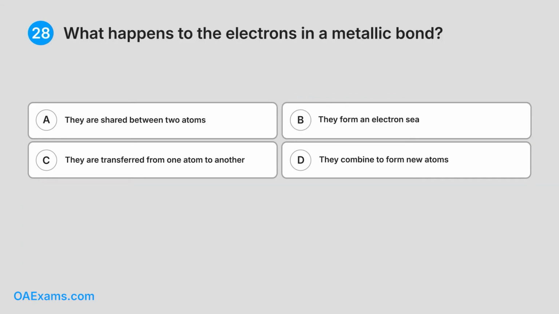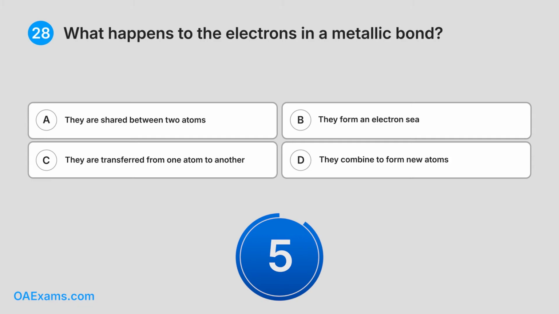28. What happens to the electrons in a metallic bond? A. They are shared between two atoms. B. They form an electron sea. C. They are transferred from one atom to another. D. They combine to form new atoms. What do you think is the answer?